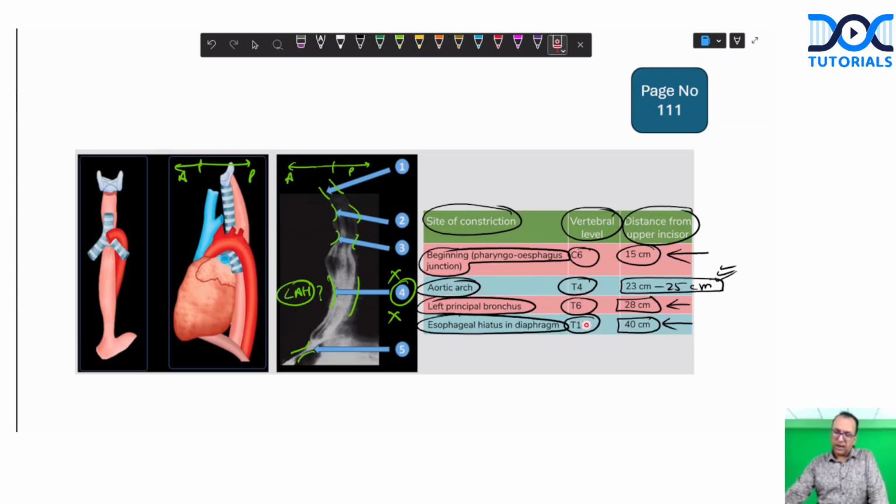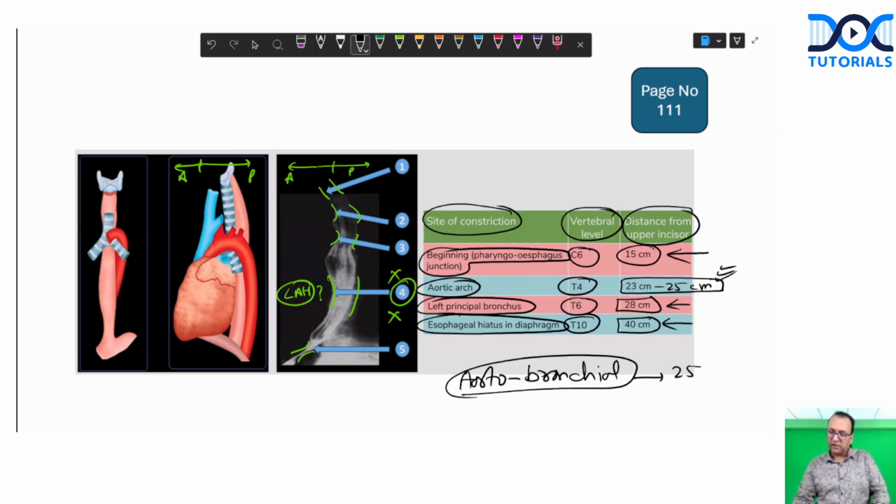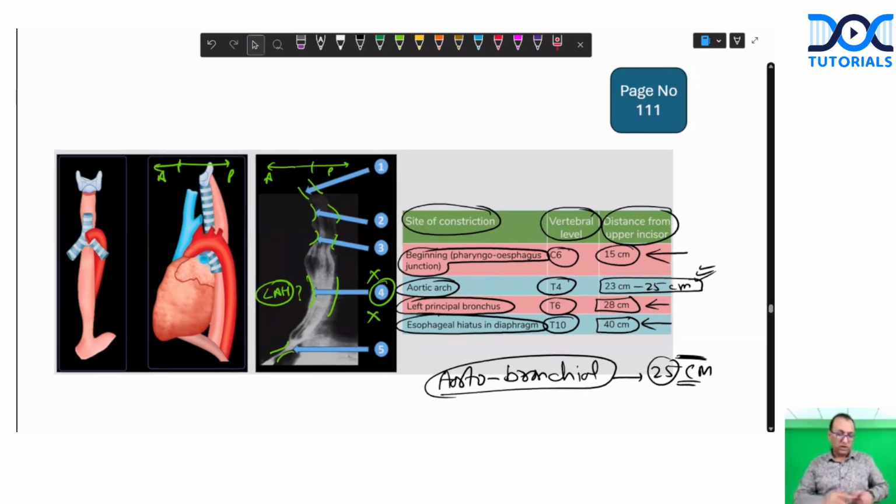Now, as you have this information, what about the ENT people? ENT people tell that there is an aortobronchial, or bronchoaortic, narrowing, and they consider it 25 centimeters from the upper incisors. You will see this in ENT Dhingra, and I think Bailey and Love or some surgery book tells this too. Aortobronchial narrowing means they are mixing these two.